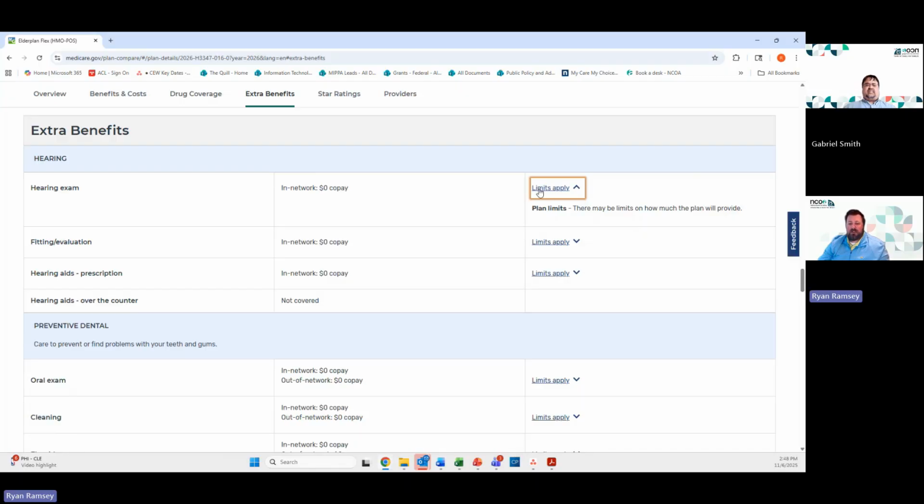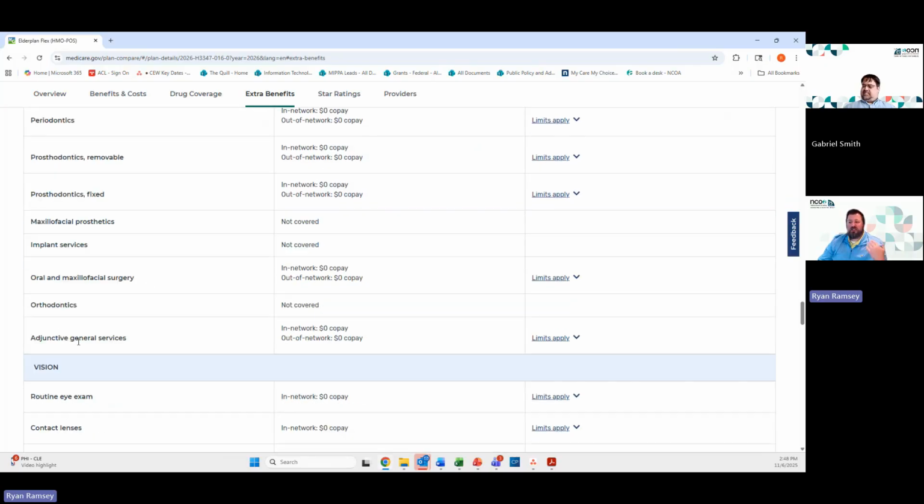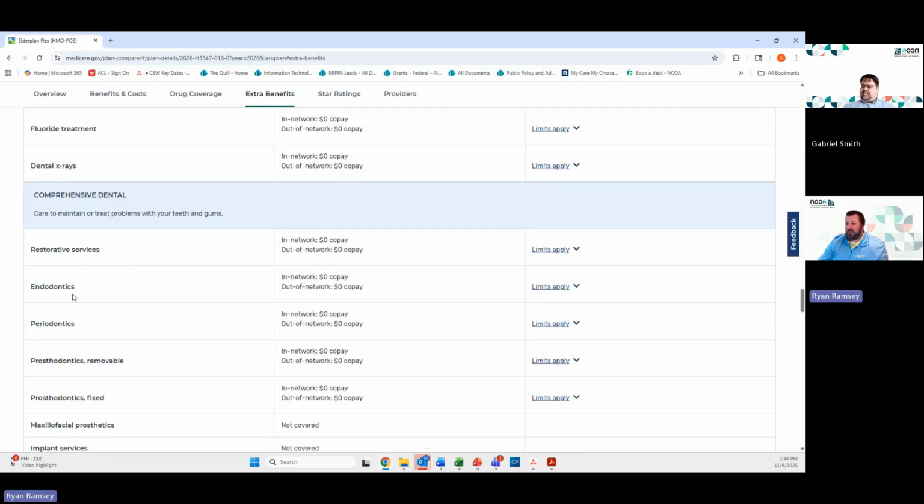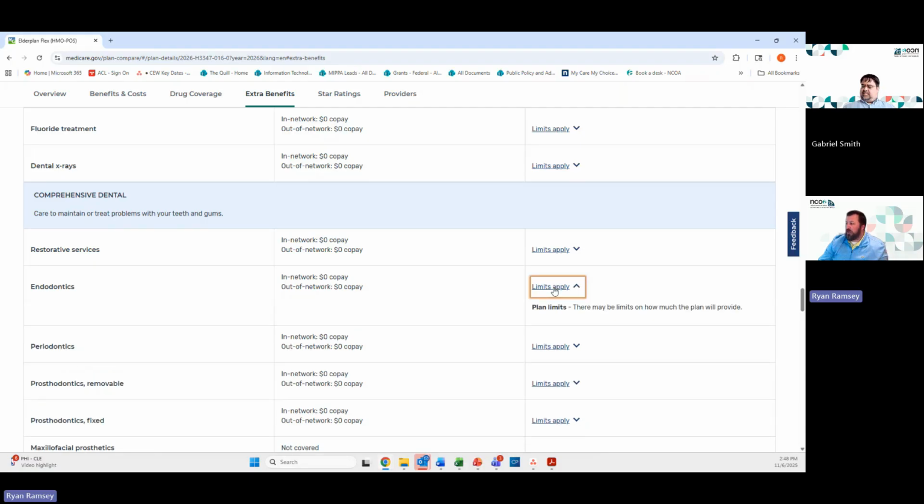If you have one of these benefits that you are really prioritizing, call the plan directly and ask them specifically about these limits, because the vast majority of people do not find these benefits comprehensive and do not meet their needs for what they are envisioning when they think of hearing coverage, preventive dental, comprehensive dental, vision. You'll see that endodontics, which is your caps and getting your teeth drilled into a root canal. That's what I was looking for.